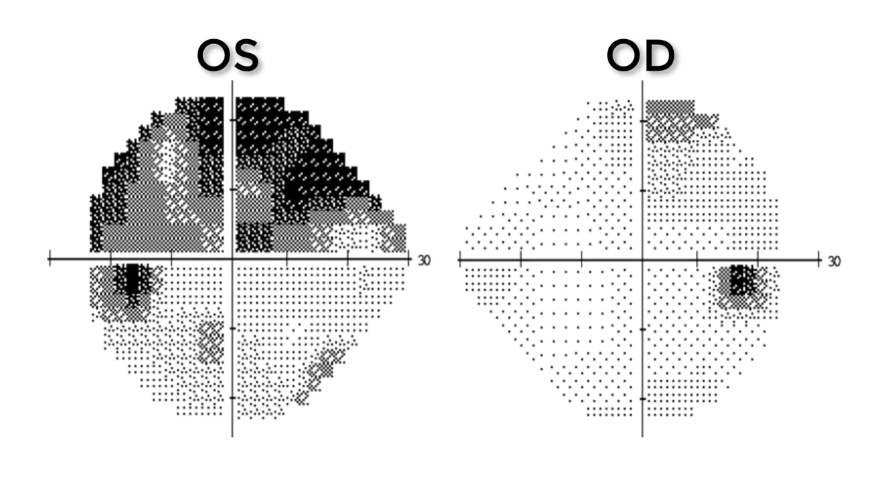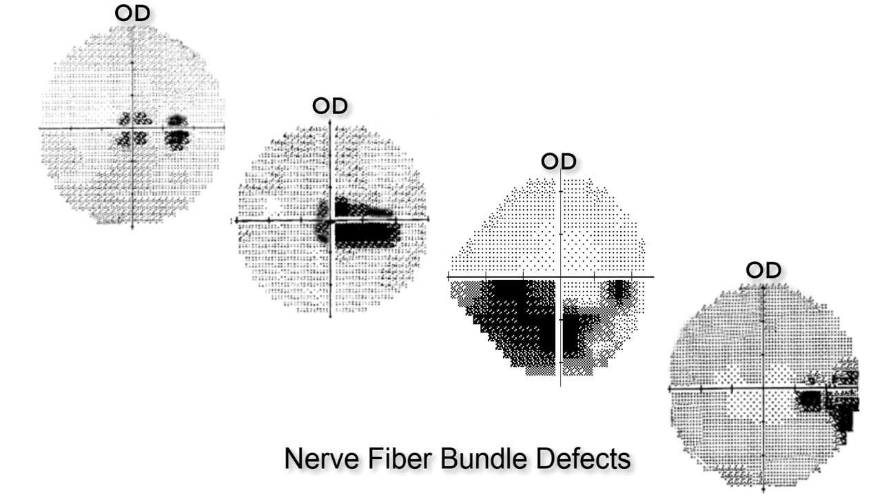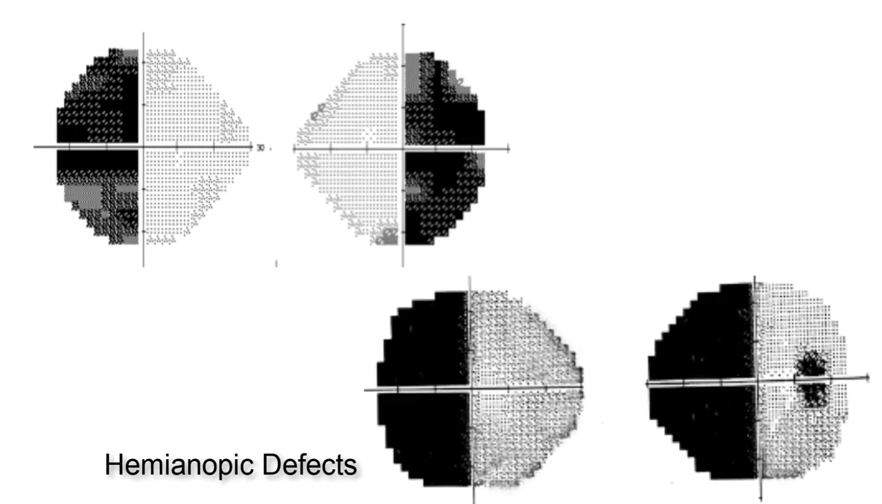Suppose that the visual field data sheet discloses focal defects as you see here. To use these data to localize the lesion within the visual pathway, you must determine the pattern of the defects in both eyes. The anatomic explanation for these defect patterns is covered in the videos entitled Vision Pathways Parts 3, 4, and 5. Here are the choices: non-localizing focal defects, nerve fiber bundle defects, and hemianopic defects.